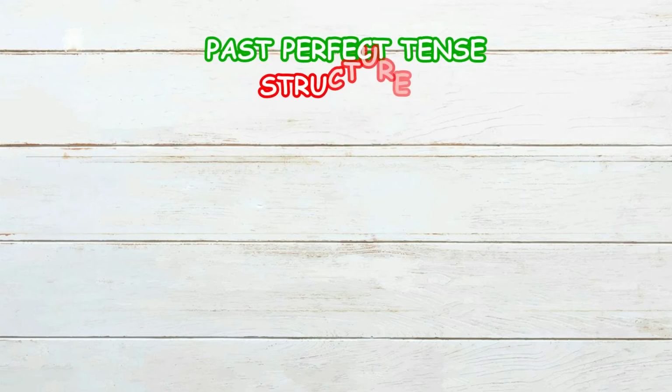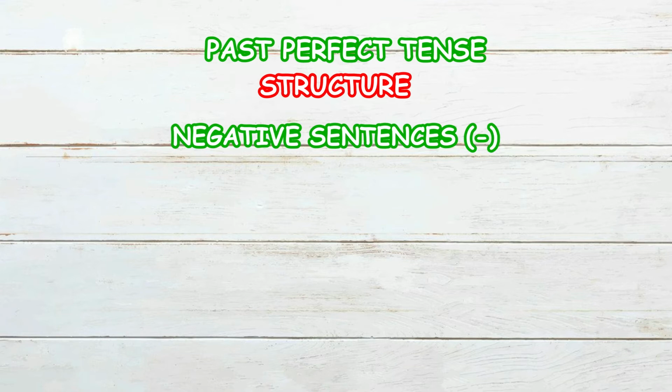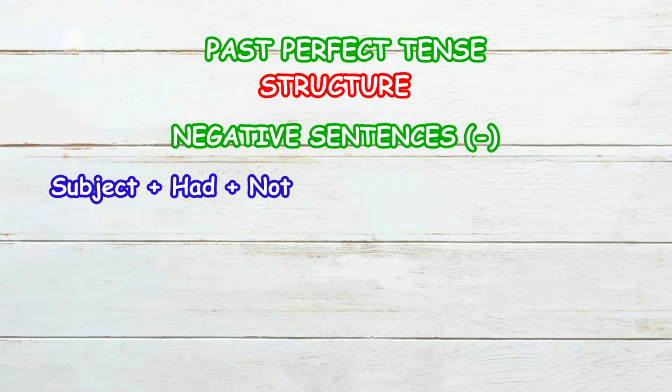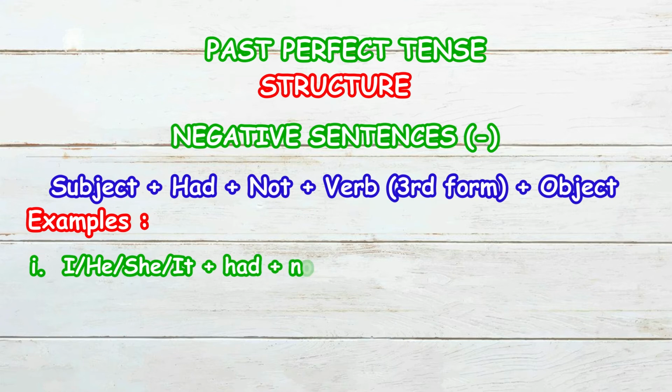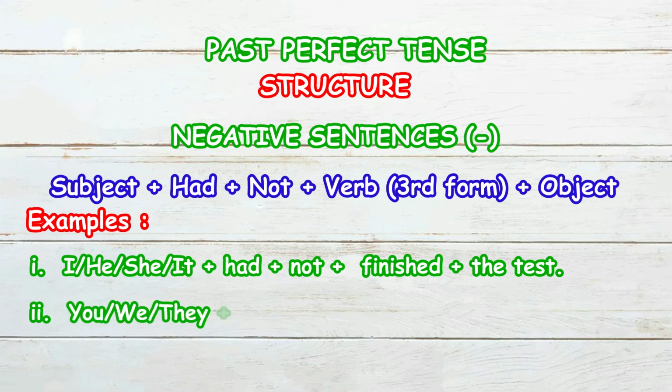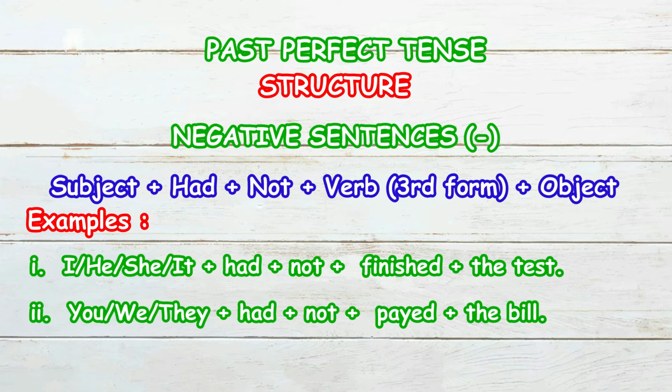Let's check out past perfect tense structure in the negative sentences. We need to have a subject plus had plus not plus verb's third form and an object. Check out the examples for a better understanding. I had not finished the test, or you had not paid the bill. Now here again you can see that with I, he, she, it, or you, we, they, we have used had.